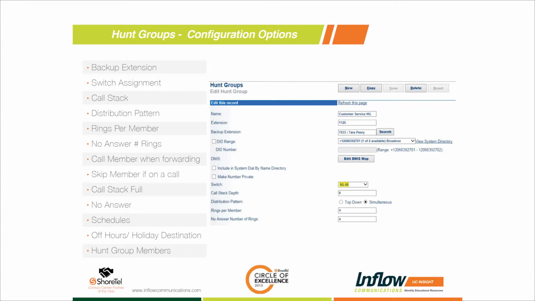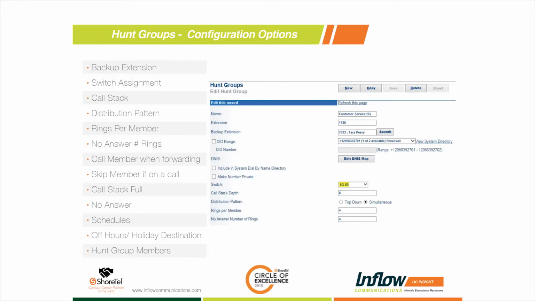You'll see on the screen there, it's set. The backup extension is useful if, for some reason, the call that's coming in from a PRI or an analog line can't get to the switch that's controlling this hunt group. The system has a routing table on all the switches that can say, I know what the backup extension is for this customer service hunt group, and I'm just going to route the call to that one user.